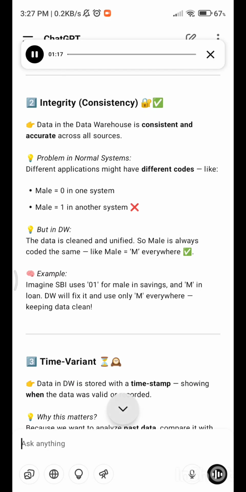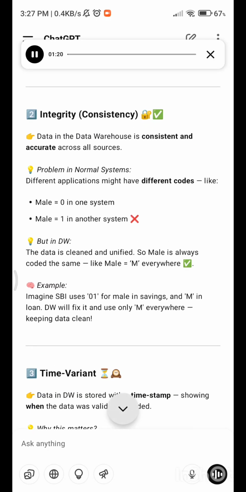Integrity, consistency. Data in the data warehouse is consistent and accurate across all sources. Problem in normal systems: different applications might have different codes, like male equals 0 in one system, male equals 1 in another system. But in DW, the data is cleaned and unified, so male is always coded the same, like male equals M everywhere. Example, imagine SBI uses 01 for male in savings and M in loan. DW will fix it and use only M everywhere, keeping data clean.